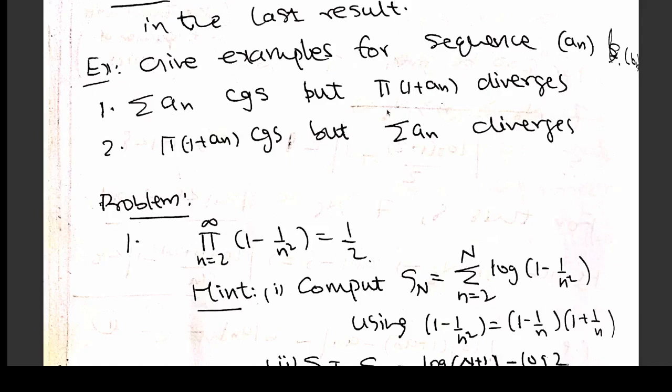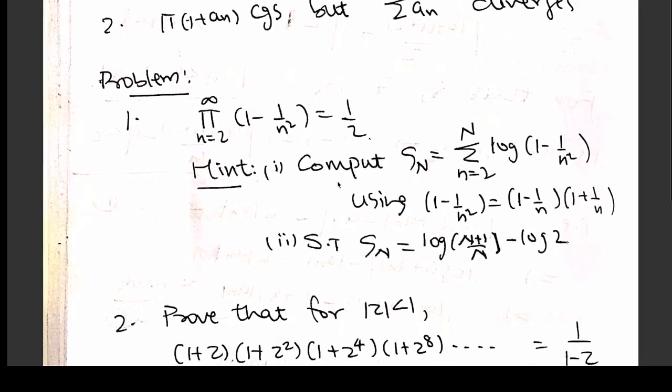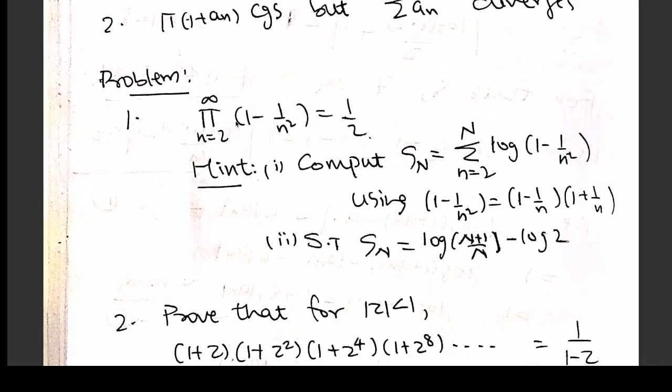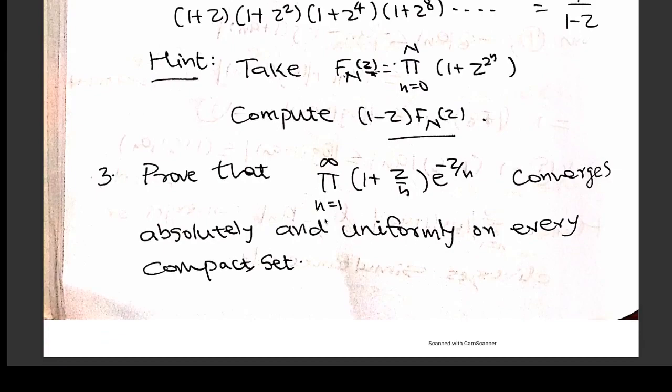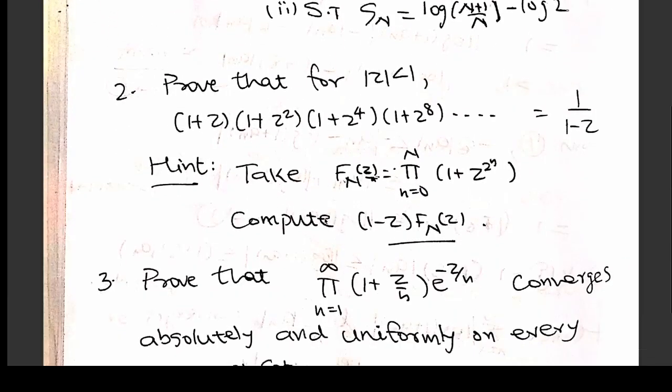Now I have posed a problem here. Absolute convergence is very important. If you don't have absolute convergence, it need not imply anything. So the sum of a_n may converge, but the product of (1 + a_n) may diverge, and the other way around also. Now using these results, we can obtain an infinite product representation like this. So this is something you can compute. I have given enough hints here in these couple of problems. The third problem I did not give a hint. We'll discuss it in the tutorial session.